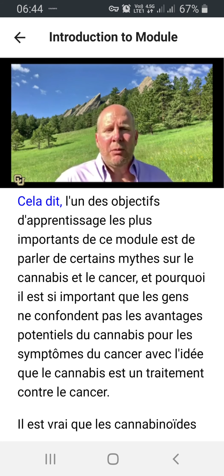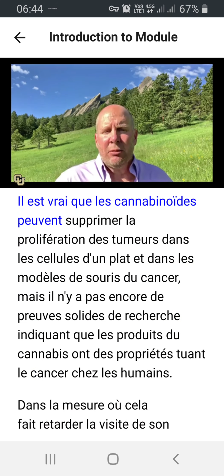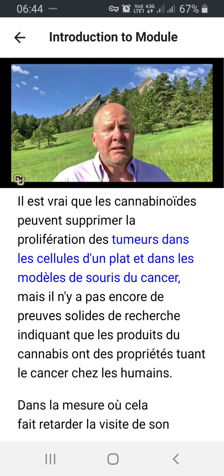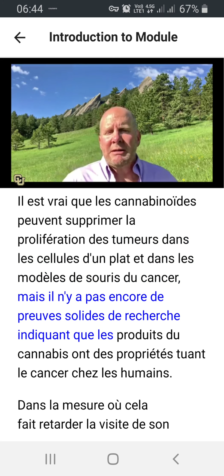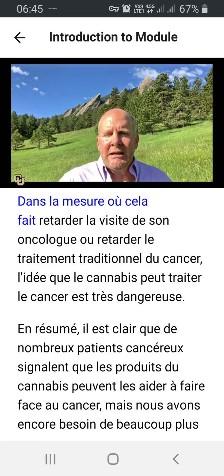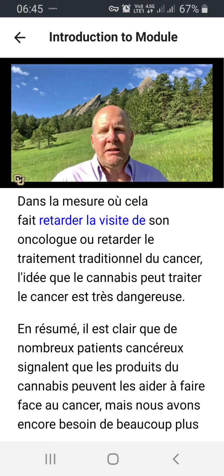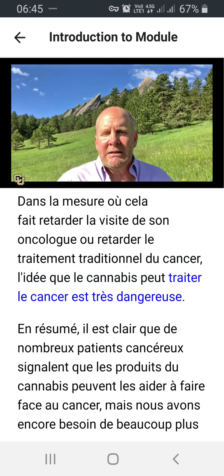Having said that, one of the most important learning objectives for this module is to talk about some of the myths about cannabis and cancer and why it is so important that people do not mistake the potential benefits of cannabis for symptoms of cancer with the idea that cannabis is a treatment for cancer. It is true that cannabinoids can suppress the proliferation of tumors in cells in a dish and in mouse models of cancer, but there's no solid research evidence yet that cannabis products have any cancer-killing properties in humans. To the extent that it causes a cancer patient to delay a visit to their oncologist or delay traditional cancer treatment, the notion that cannabis may treat cancer is very dangerous.